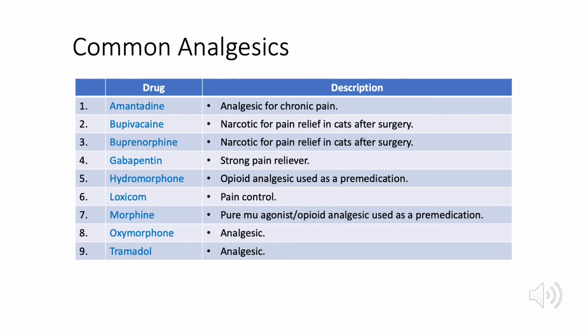Analgesic drugs work at various pain pathways, so they will interrupt the signals to the brain at different levels. And these are some common analgesic agents used in animals.